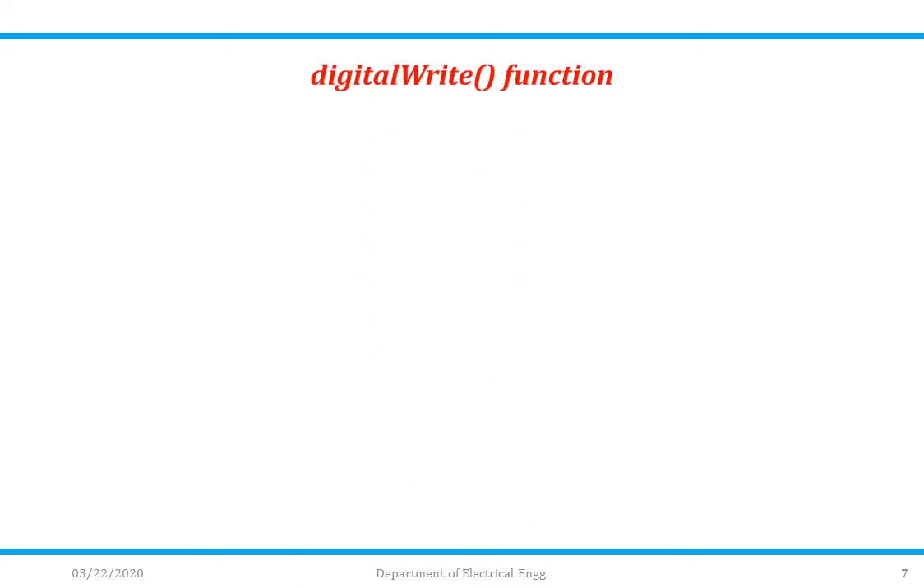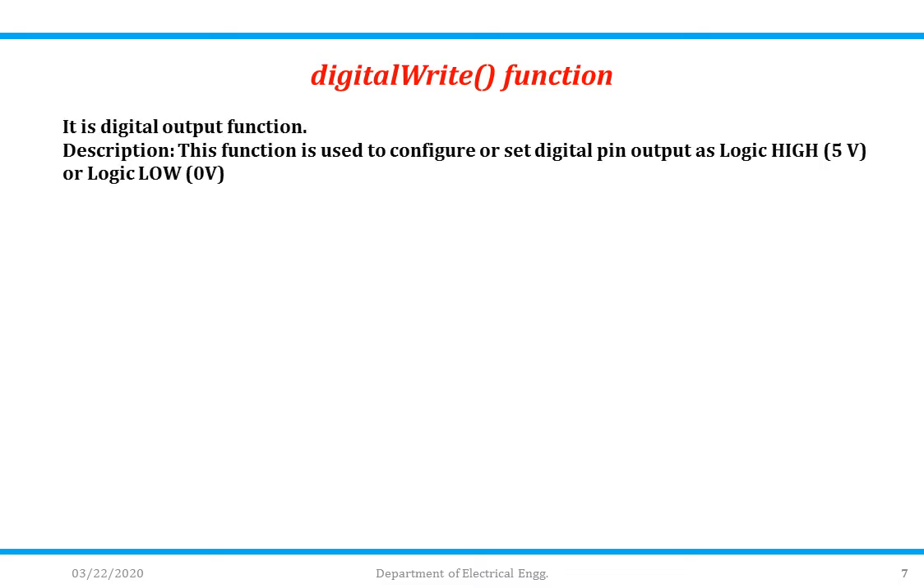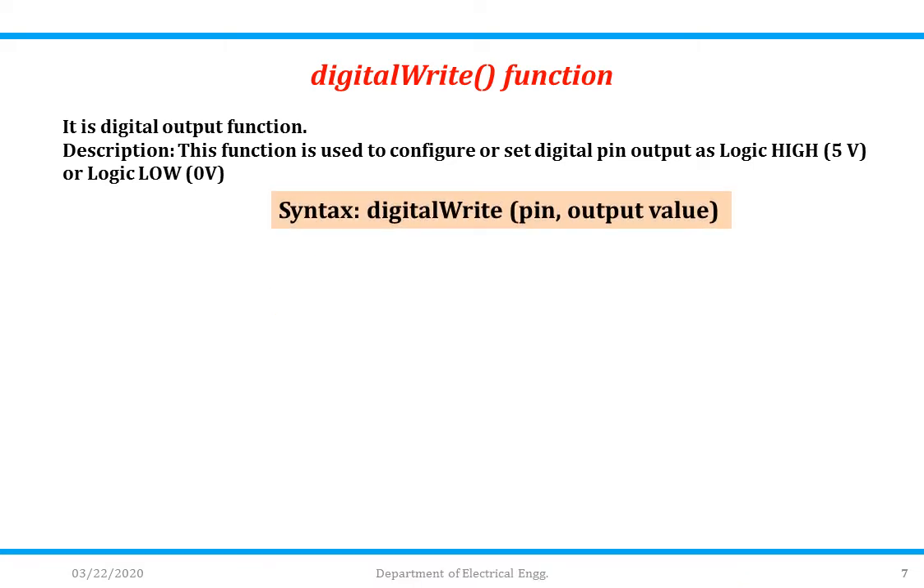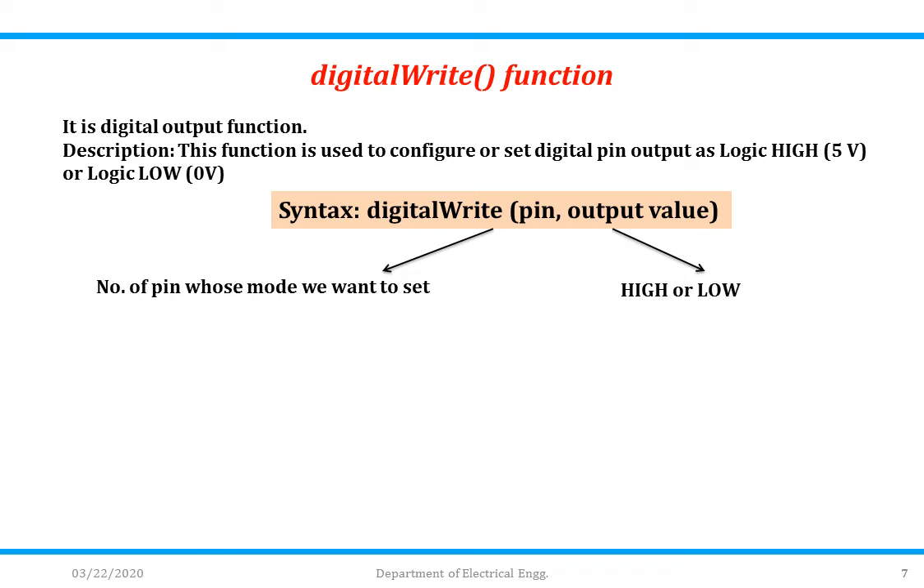Now let's take the next function, that is the digitalWrite function. It is a digital output function. This function is used to set a digital output pin to logic high, that is 5 volt, or logic low, that is 0 volt. The syntax is digitalWrite(pin, output value), where pin indicates the number of the pin whose state we want to set, and output value is either HIGH or LOW. Again remember, always write it in capital letters, that is HIGH or LOW.